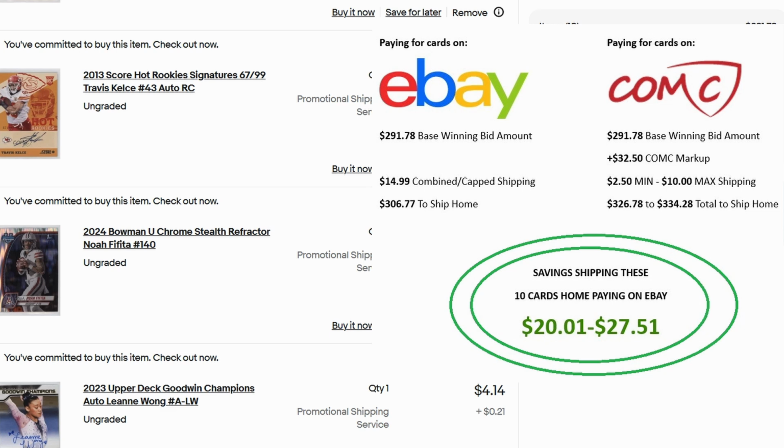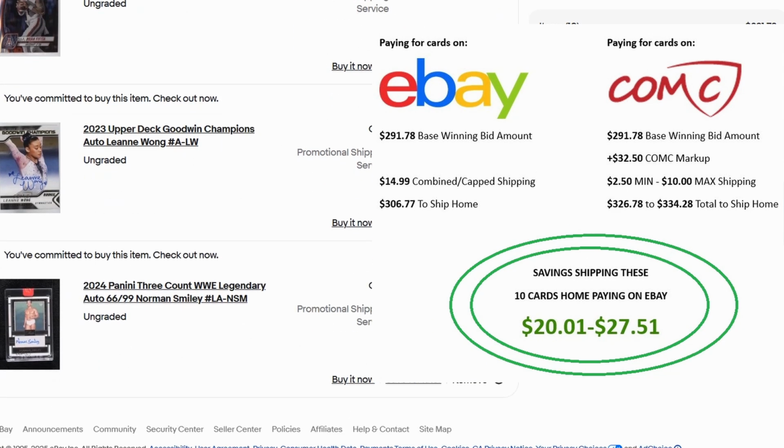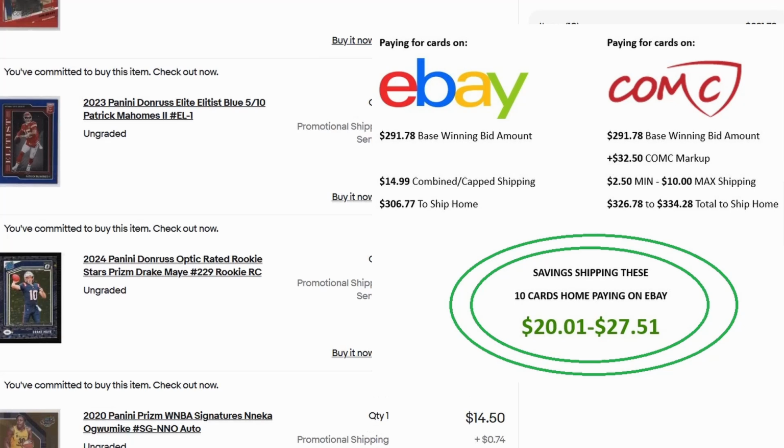Again, the Travis Kelce, $153.61, even with dispersing the shipping out, it's $8 not even in fees, where it was $17 marked up before. So you can see that a lot of times if you have the capital to do it, it's better to just pay straight up through eBay than to keep the cards in COMC. So naturally here, I would pay for these cards here.